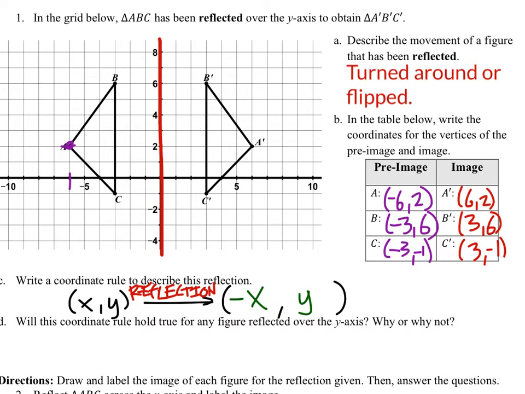So what do you think? Do you think this rule would hold true for any figure reflected over the y-axis? Well, yeah, it doesn't matter where we are, because if we look at some random point, maybe even up here, that's at -8, 8. Well, its reflection is going to be at 8, 8. So it'll be right here. And again, the reason is that point is the same distance from the line of reflection to the left as it will be to the right.